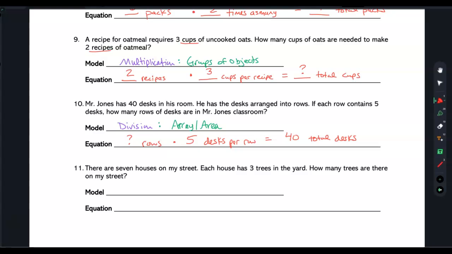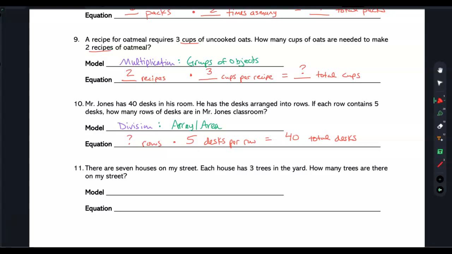So I've got trees, and I've got houses, right? So let's see, there are 7 houses on my street. Each house has 3 trees in the yard. How many trees are there on my street? So we have a lot going on here. We have houses, we have streets, we have trees, we have yards. The yard only shows up in one place here. So I would say, each house has a yard, right? So when it says 3 trees in the yard, that's really 3 trees for that house, right?